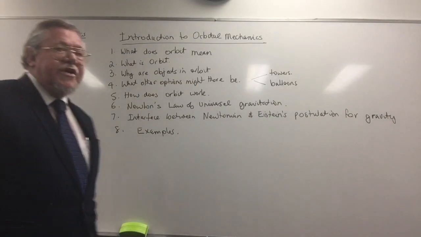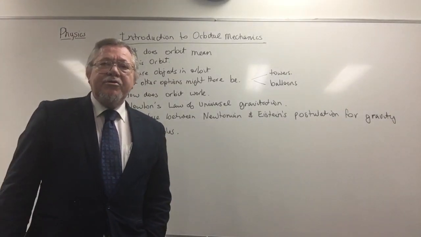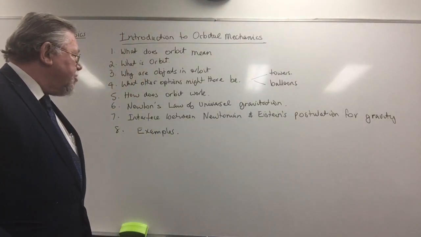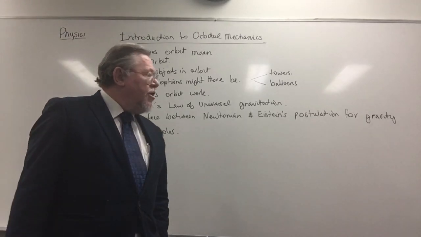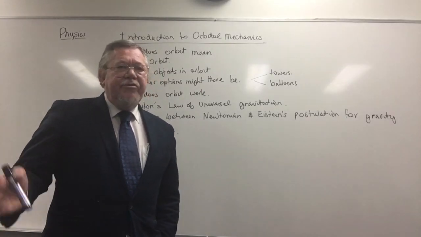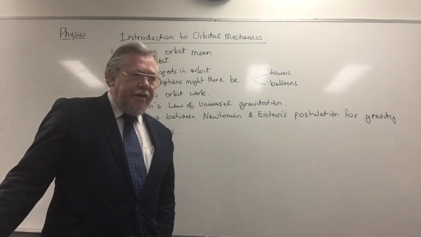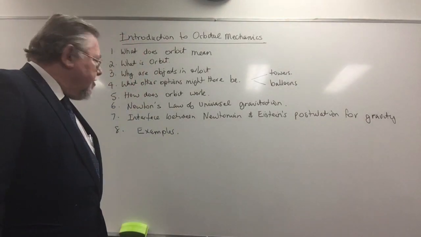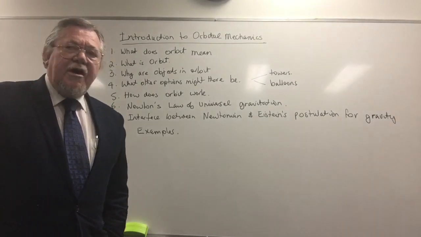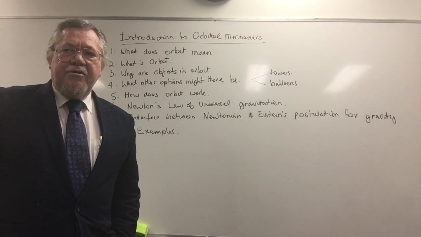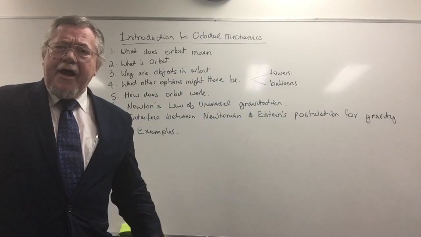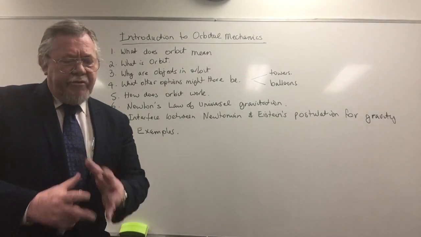Newton's laws of universal gravitation. We'll look very closely at Newton's laws of universal gravitation, and at the interface between Newtonian and Einstein's postulation for gravity. The main things are in orbit for two reasons: one is the centripetal force, and the other is the balance between that and gravity. So we'll look at this interface between what Newton says is gravity and what Einstein says is gravity, and see how they relate to each other.